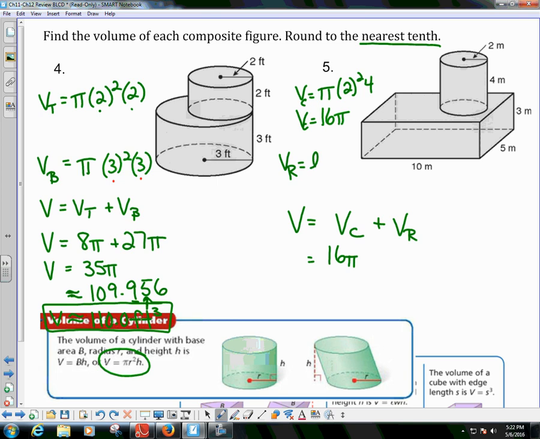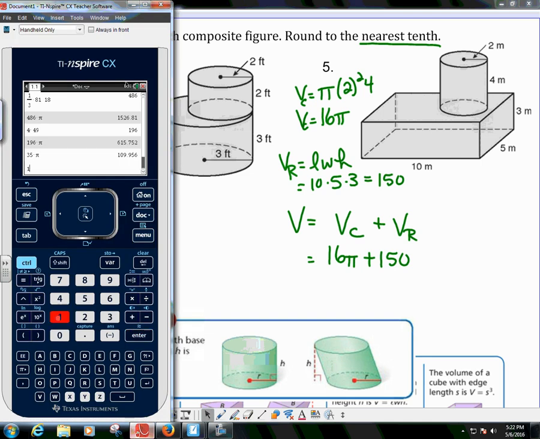The rectangular prism is length times width times height. So I've got 10 times 5 times 3. 10 times 5 is 50. 50 times 3 equals 150. So I'm going to go to my calculator and I'm going to type in 16 pi plus 150. 16 pi plus 150 gives me 200.265.